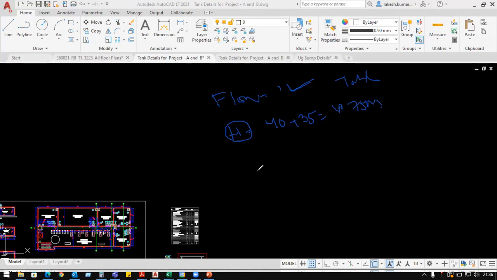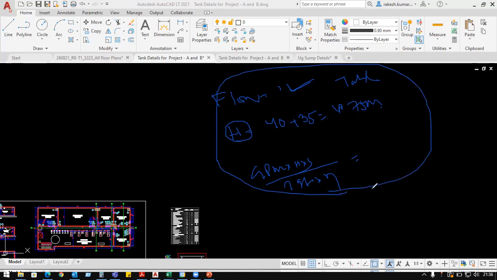Okay, and use the formula: GPM into head into specific gravity by 3960. This calculation will take you 1-2 minutes. Like this, you calculate and tell what is the HP. Okay. Right.